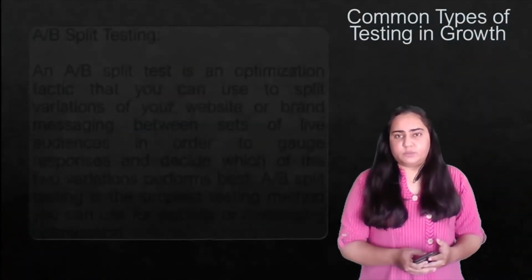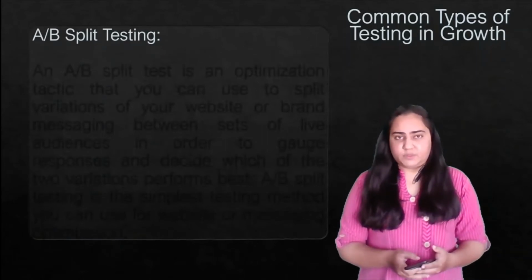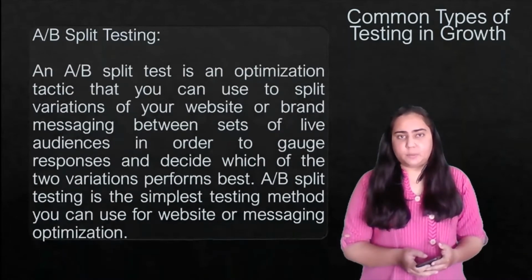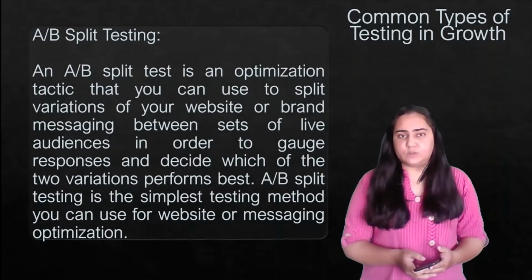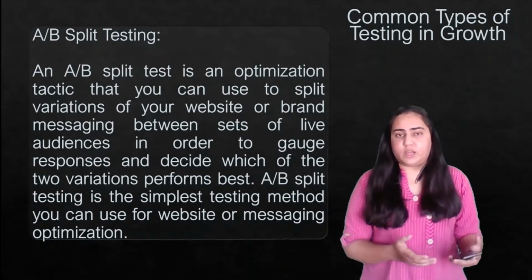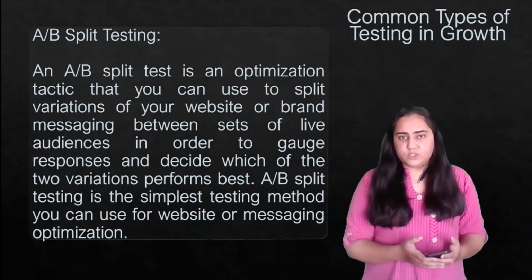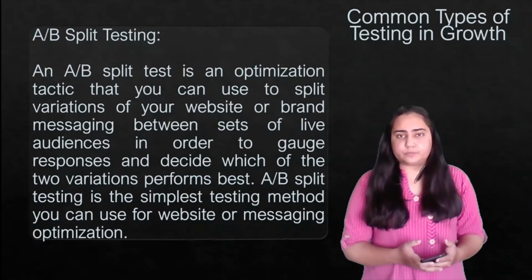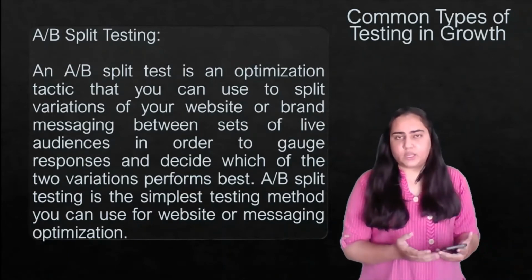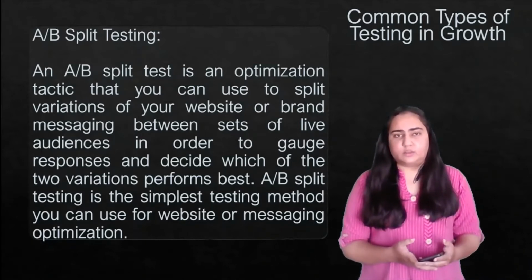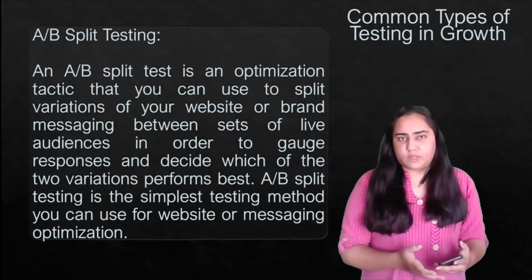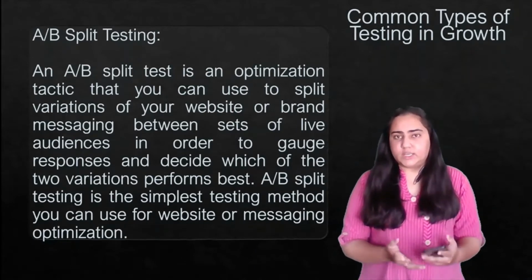Let's see some of the common types of testing in growth. The first type of testing is called A/B split testing. An A/B split test is an optimization tactic that you can use to split variations of your website or brand messaging between sets of live audiences in order to gauge responses and decide which of the two variations performs best. Now, A/B split testing is something that I have explained before in hypothesis testing when I was explaining that topic in the previous videos. So you can go through that if you do not know what A/B split testing is.